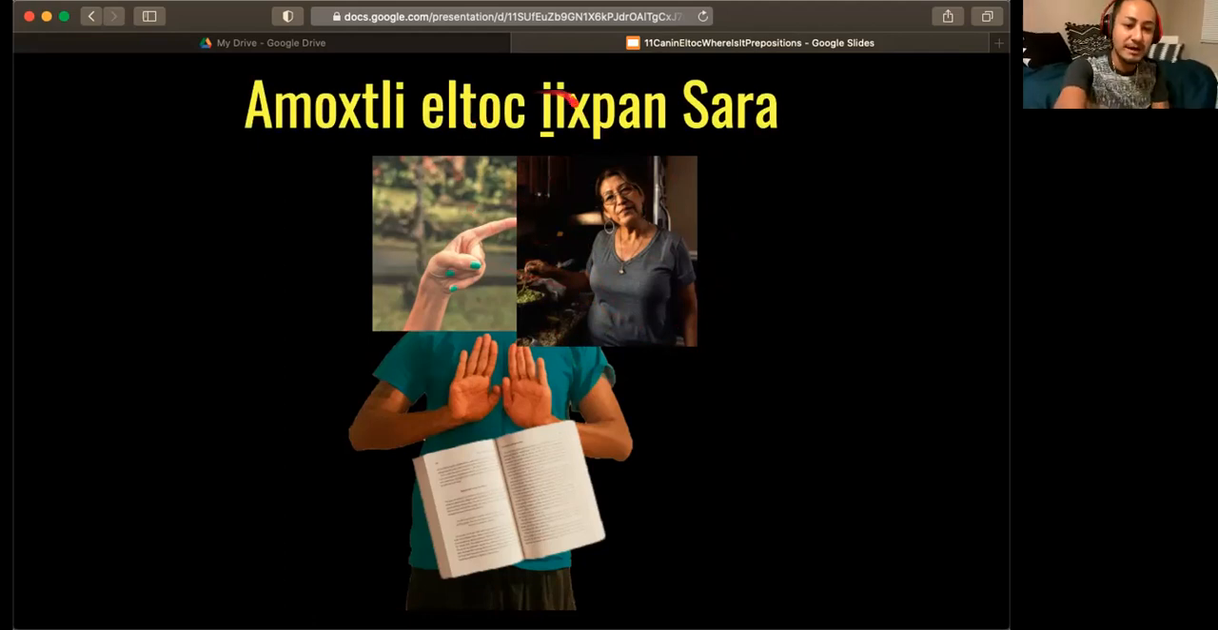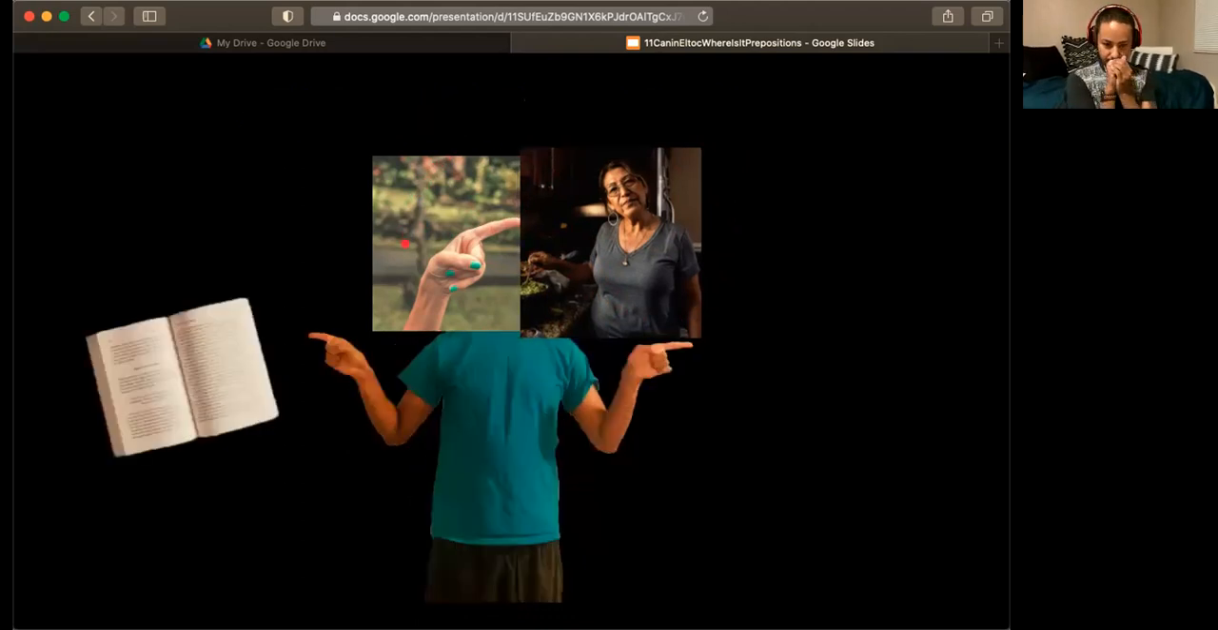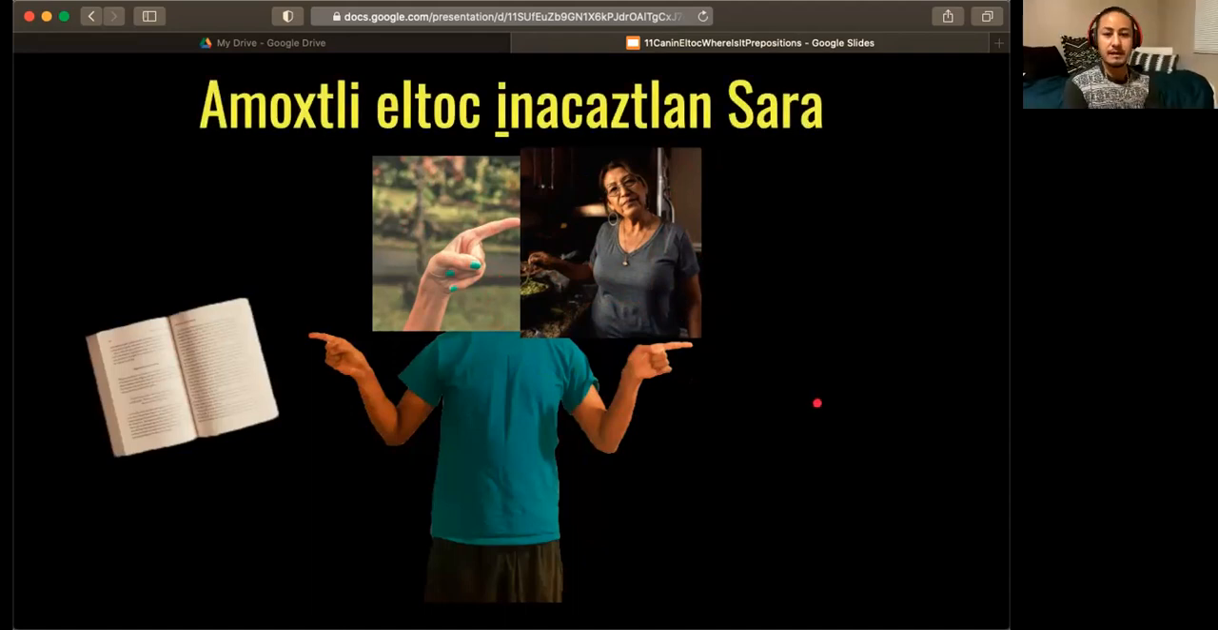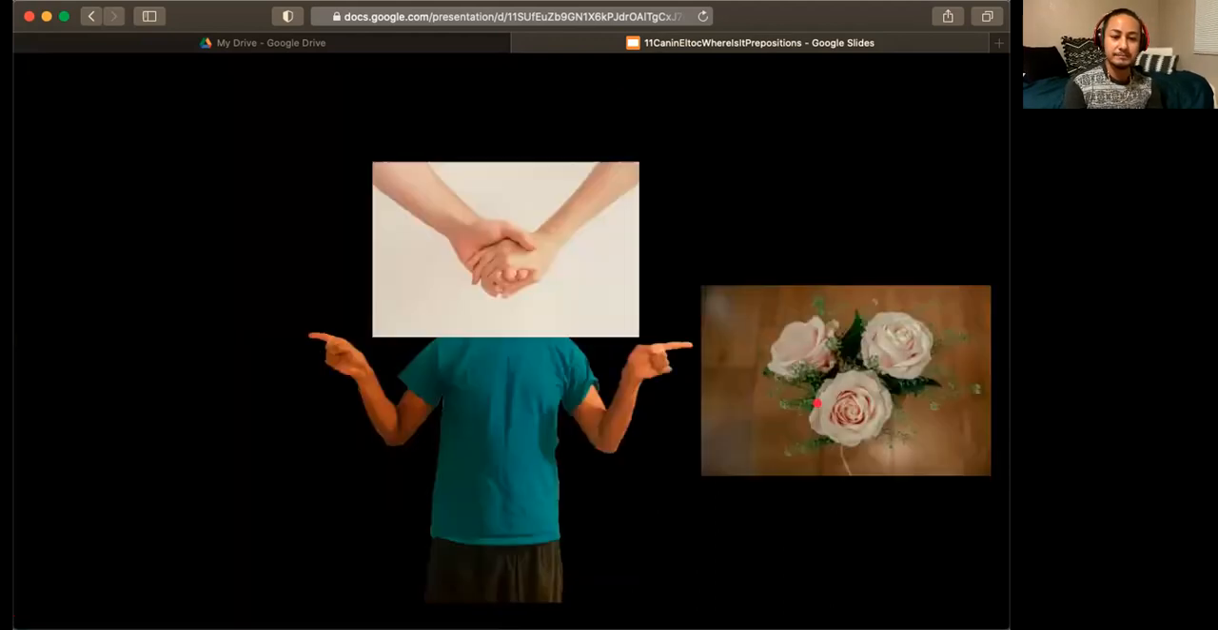So notice teixpan has an I, we still write both I's in there. At least we do that in Huasteca. Some varieties might just write it as one. Okay. Which one? Okay, Canin eltoc amoshli with relation to Sara. Amoshli eltoc inakastlan Sara. Kena, which one? Amoshli eltoc inakastlan Sara. All right.